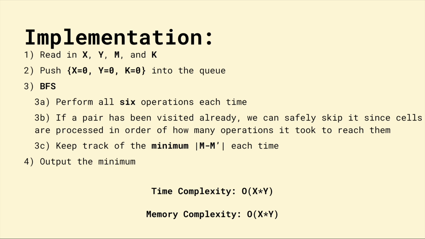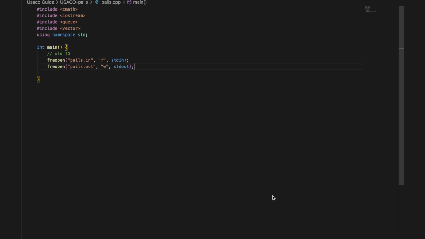Now I'll go over language-specific solutions for C++, Java, and Python. Let's take a look at the C++ implementation for this problem. We define our 4 variables, the 2 Pails, the number of operations, and our target, and we read them in. After that, we define our result. We can initialize it to m since both Pails start with nothing, so there's just a difference of m.